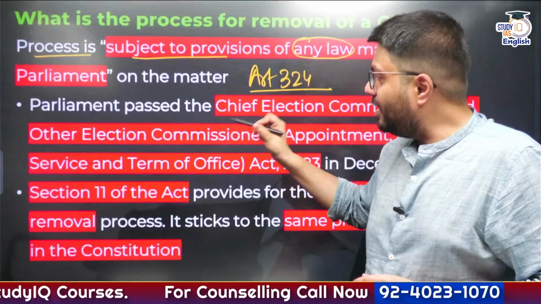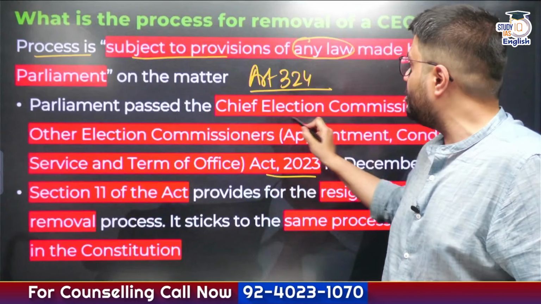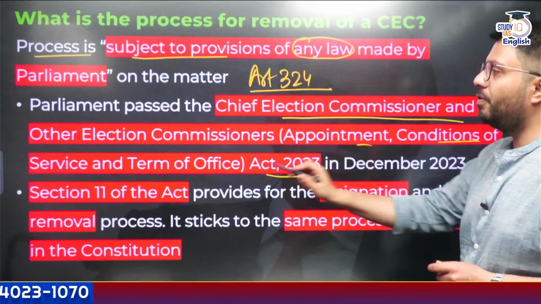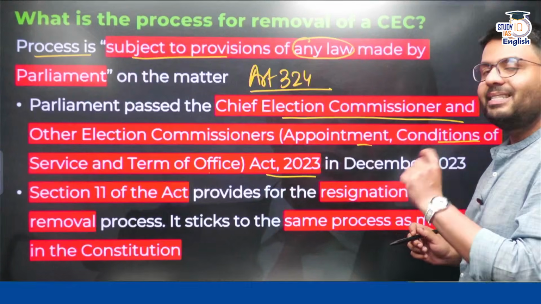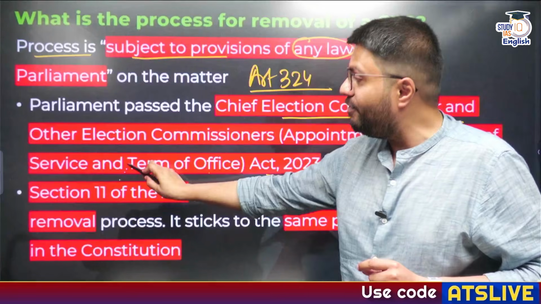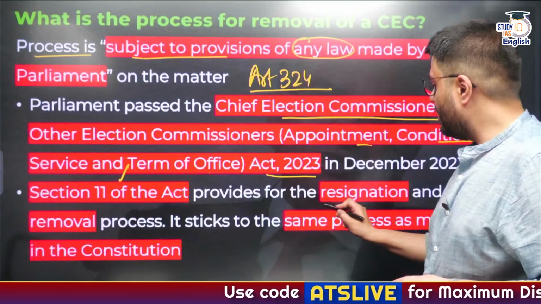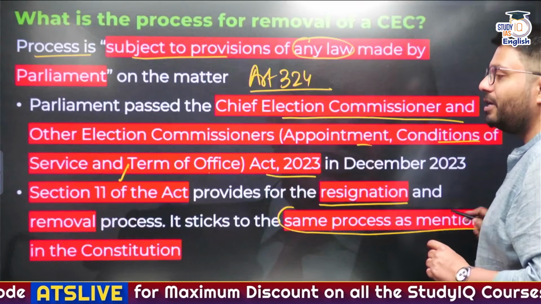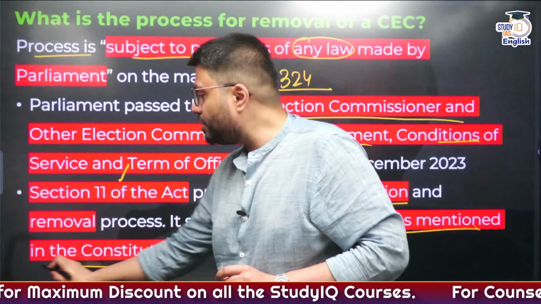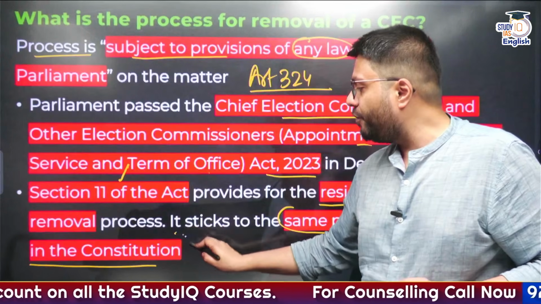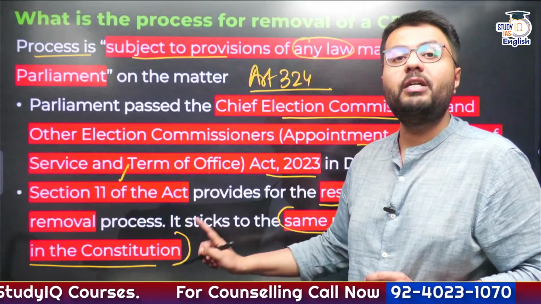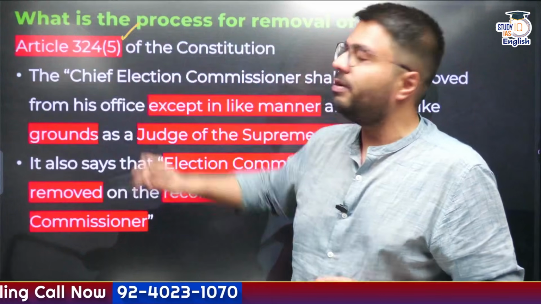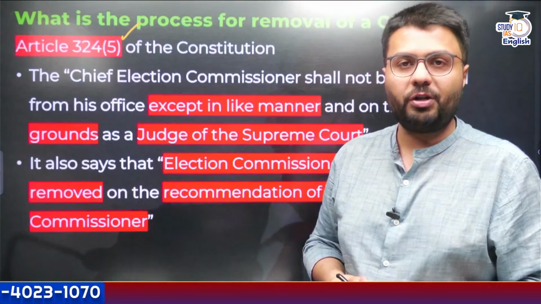And if you look at the law which was passed in 2023, the Chief Election Commissioner and other election commissioners (appointment, conditions of service and term of office) Act, it says specifically, Section 11 of this act says that the resignation and removal process is the same process as mentioned in the Constitution. So you must be thinking, what is the process of removal of Chief Election Commissioner mentioned in the Constitution? For that, we have to refer to Article 324, subsection 5 of the Constitution.